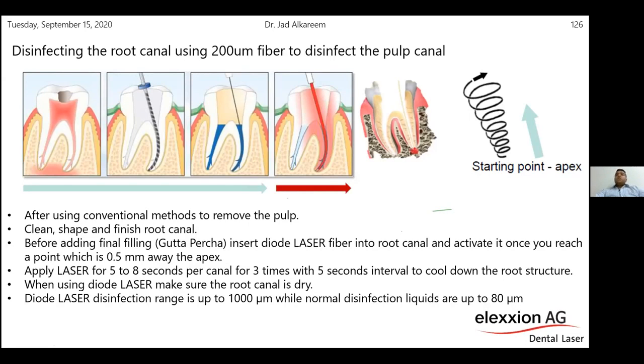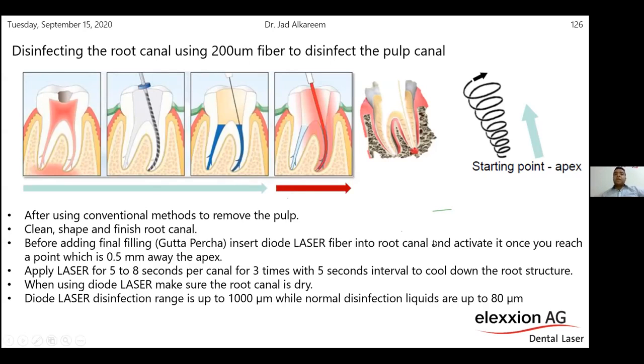Another point, it also has some kind of effect on the accessory canals inside your root canal. So it can also help you to block these canals. And finally, the canal should be dry when you are applying the diode laser, because if the canal is wet, it will affect the ability of the diode laser energy to kill the bacteria in the canal.